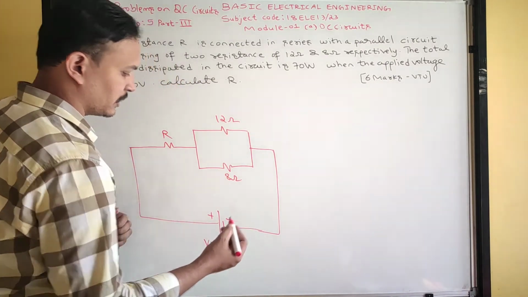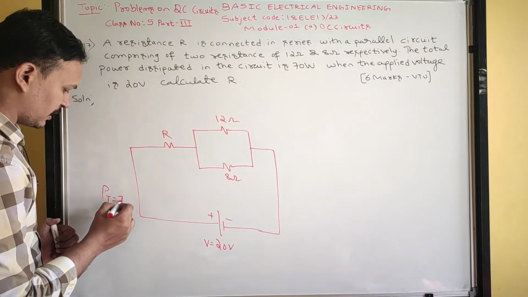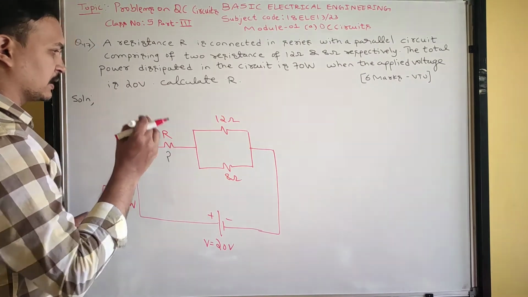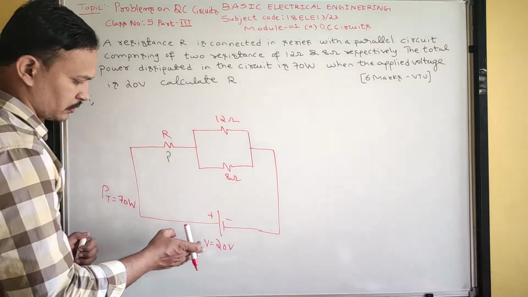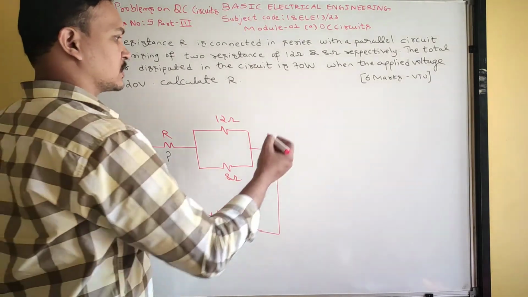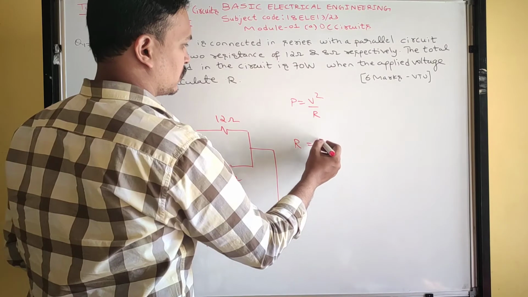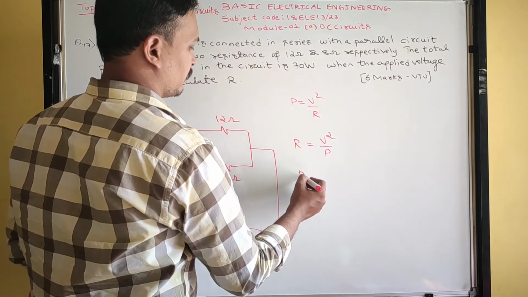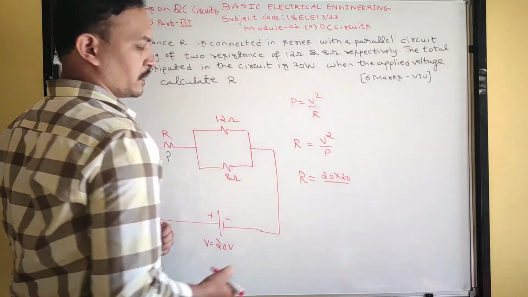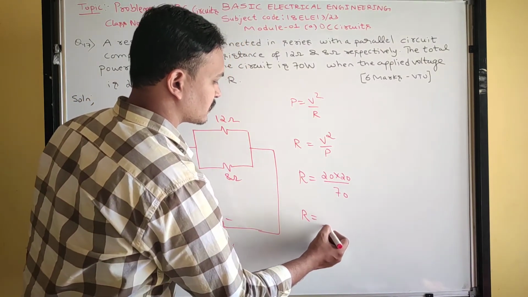So the voltage given is 20 volts. And what is the total power given? What is the total power dissipated in the circuit? 70 watt. So you have to calculate the value of this resistance from the given data. See, voltage and power are given, so by using power and voltage you can calculate the resistance. What is the power formula? Power is equal to V square by R. Now R is equal to V square by P. Therefore R is equal to, what is V? 20 square, so 20 into 20 divided by 70. Okay. So you do this, you will get some value of resistance.